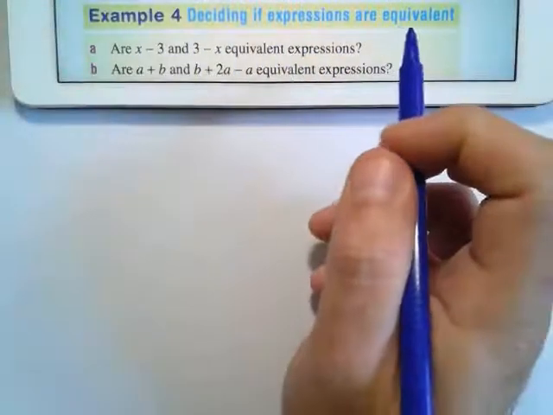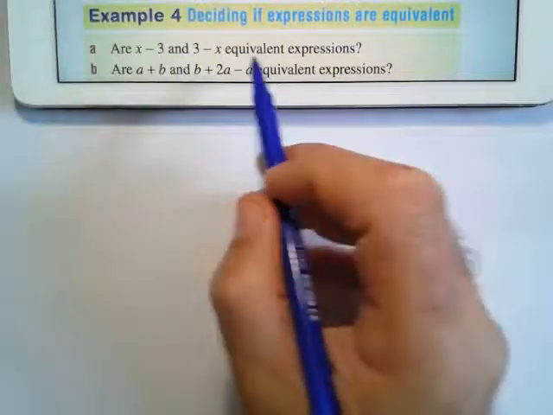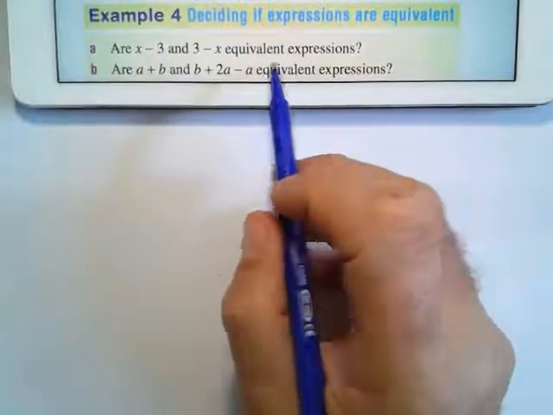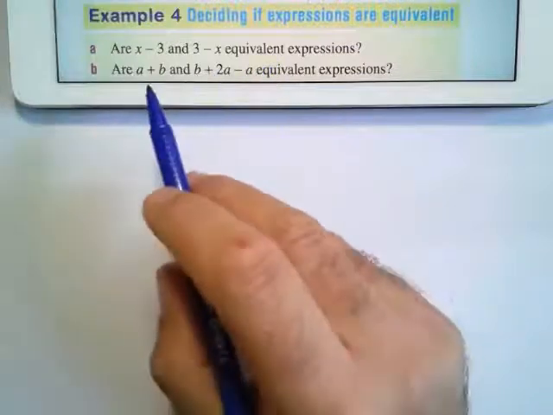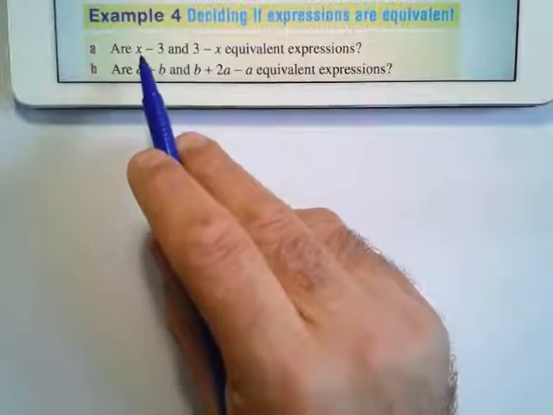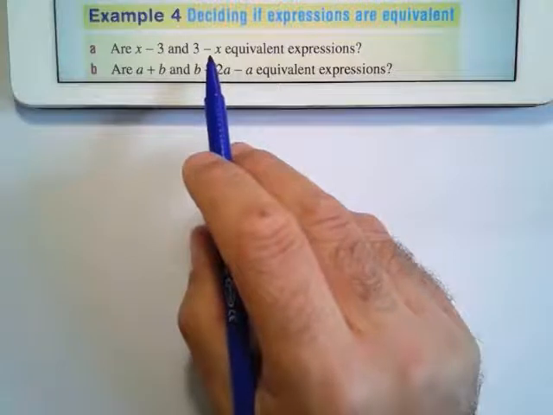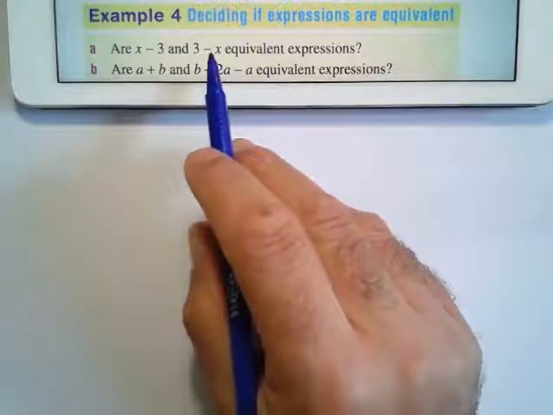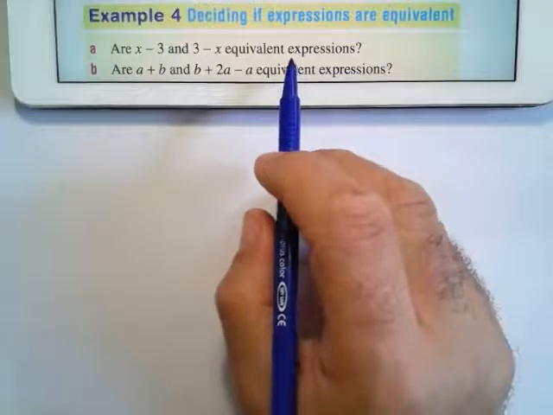Deciding if expressions are equivalent. Are x minus 3 and 3 minus x equivalent expressions? The easiest way to do this is by substituting any value for x. Now, if you can only find one value that does not equal for both expressions, then that is reason enough to say that they are not equivalent expressions.